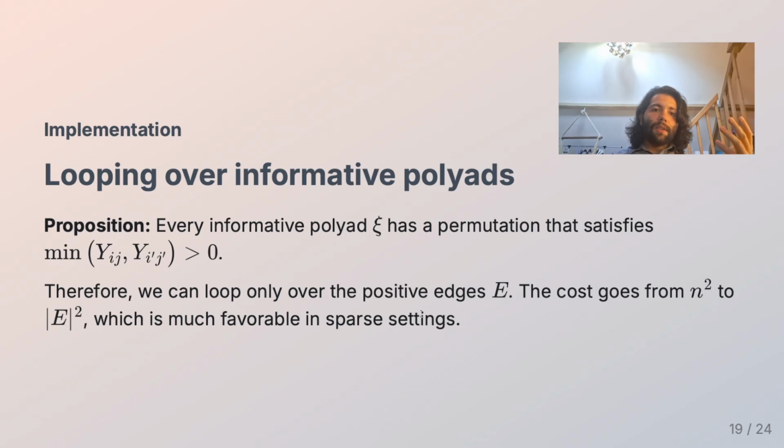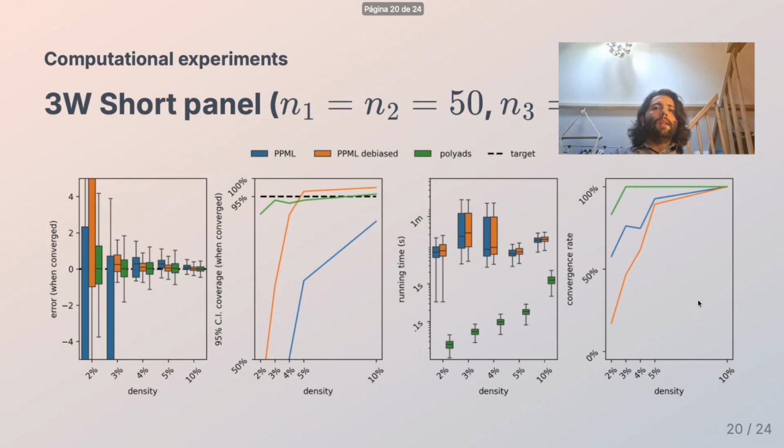This is quite interesting because, for instance, if you have a sparse network in the sense that most edges are 0, it may be the case that looping on the pairs of positive edges has a much smaller cost than looping over pairs of any kind of edge. And now we have some experiments.